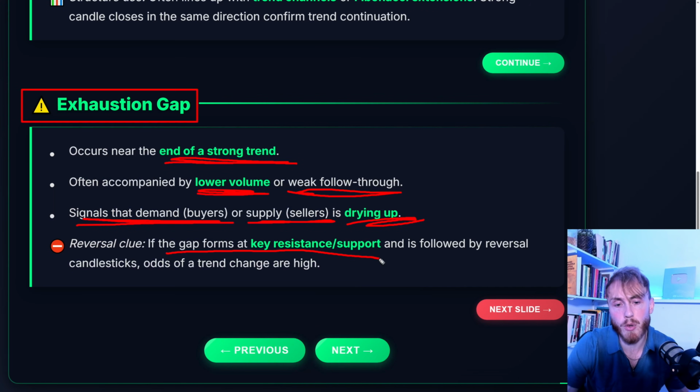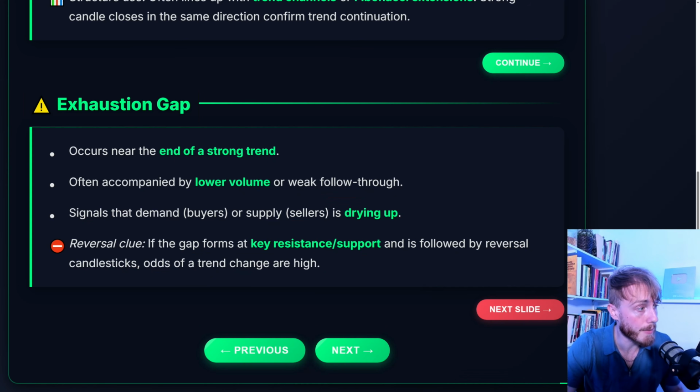But if the gap here forms near a key support and resistance level and is followed by, maybe, a reversal candlestick pattern, maybe you have a shooting star, hanging man or something like that, the odds of a trend change are relatively high.